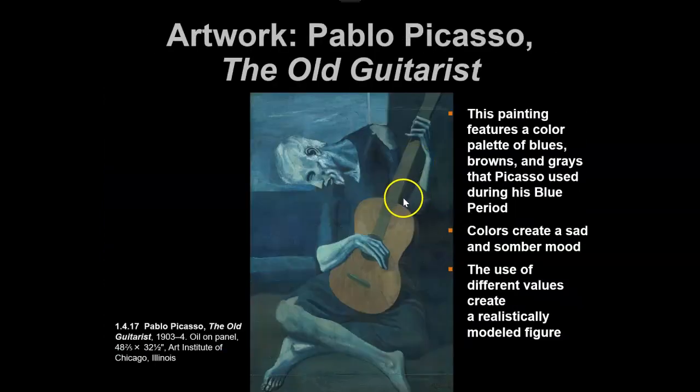This is Pablo Picasso, The Old Guitarist, right? And so again, if we're thinking about associations, here is a very sad looking painting, right? And so it has this very somber mood. By using this color palette, these blues give us that feeling, right? And so it makes it realistic for us to feel that.